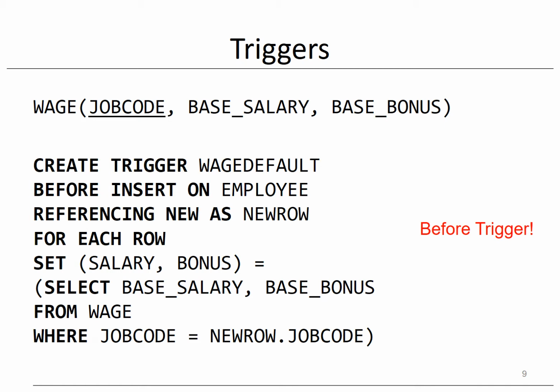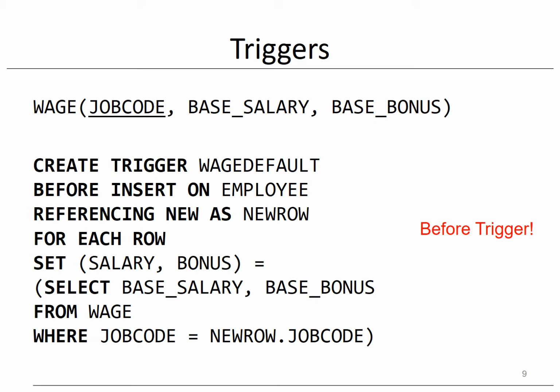Assume we now also have a relational table wage, which is defined as you can see at the top of my slide. For each value of job code, this table stores the corresponding base salary and bonus. We can now define the following before trigger.